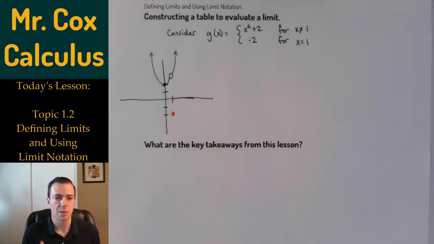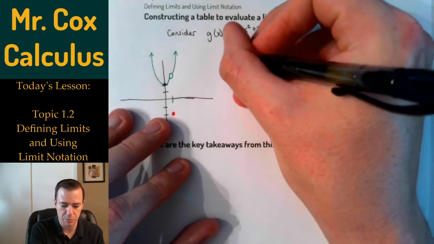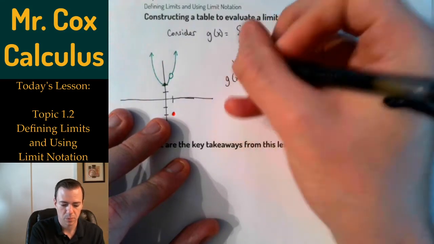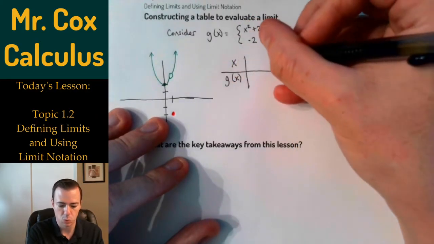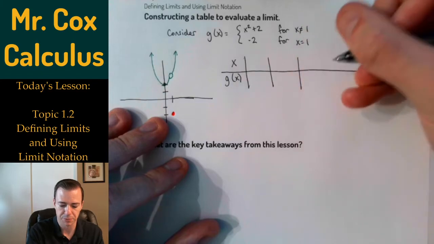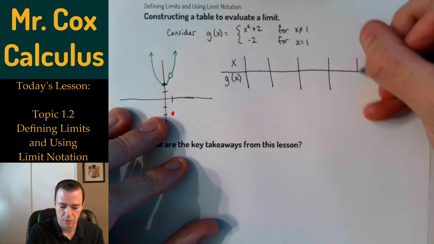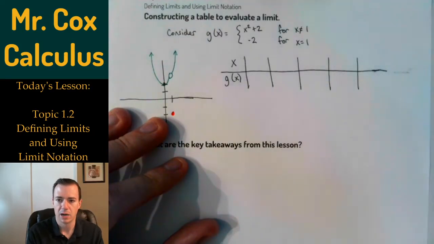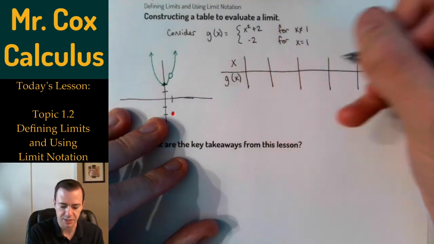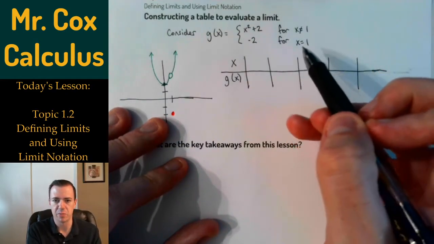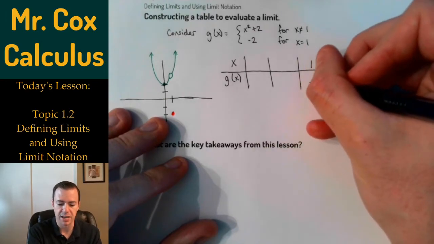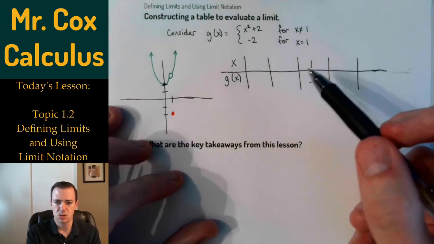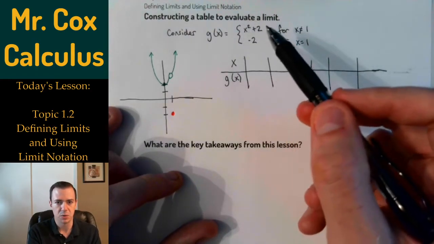Well, we want to describe what's happening to the graph of this function at x equals 1. And so if I build a table, what I want to be doing here is getting really close to 1. So I'm going to look at 5 values. And the middle value, I'm going to actually let be x is equal to 1. And I know by definition of my piecewise function here that at x equals 1, g of 1 is equal to negative 2.